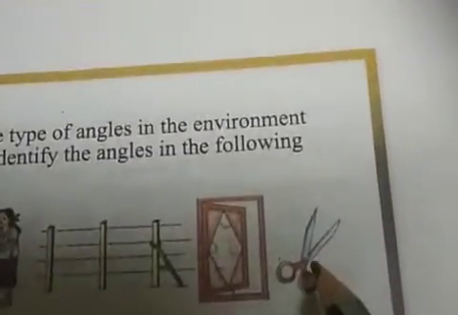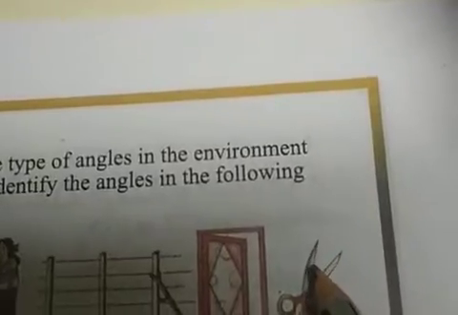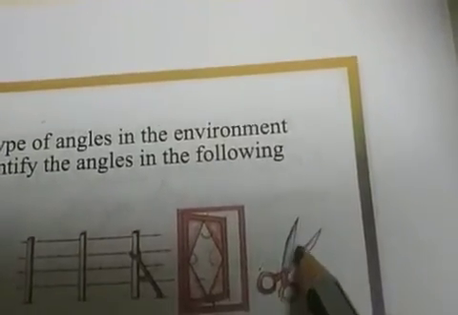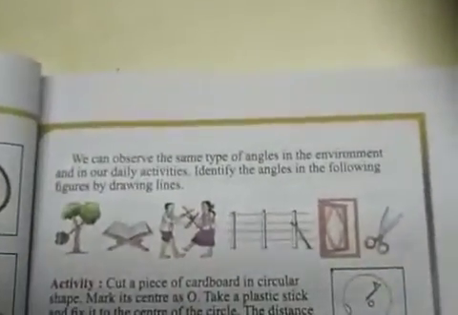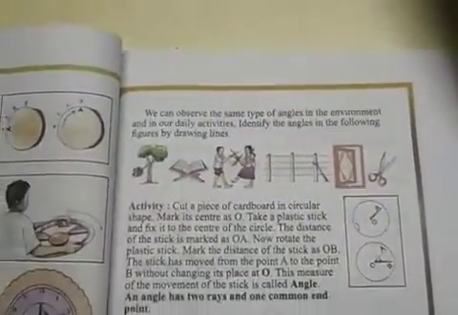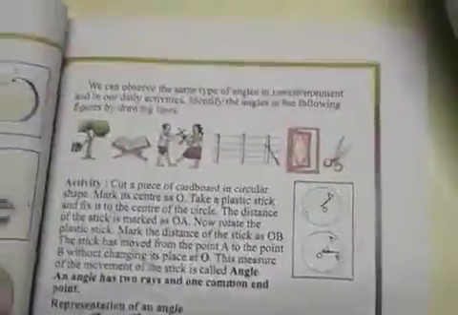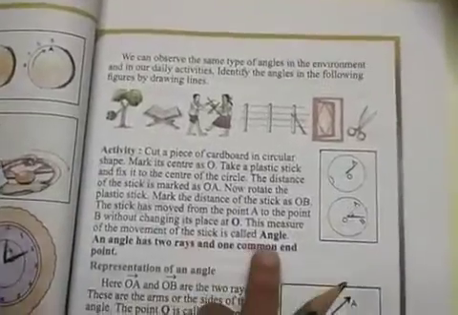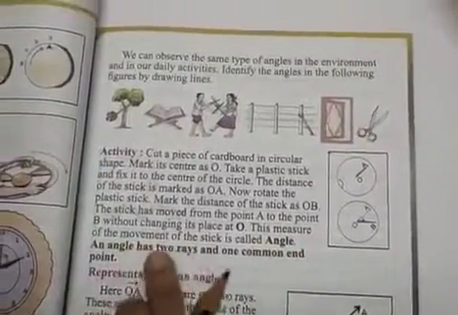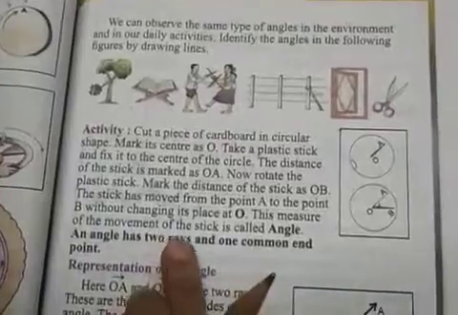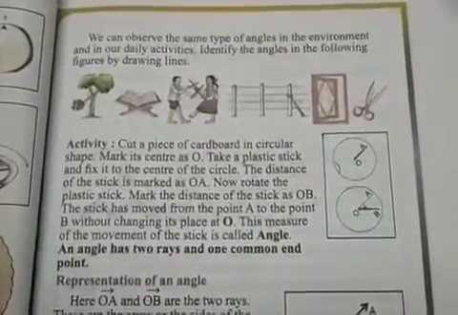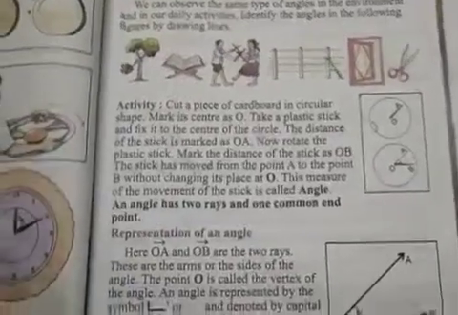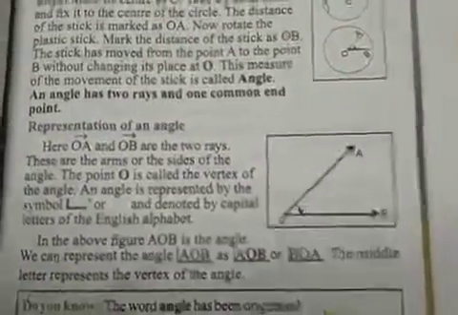What about these scissors here? If you see here, there is a shape like this and a common point, so this is an angle formed, correct? So these are all the angles that we come across in our nature. Now let us see how an angle is represented. Before we go to it, I told you an angle has two arms which are called rays and one common end point. So this is the definition of the angle.